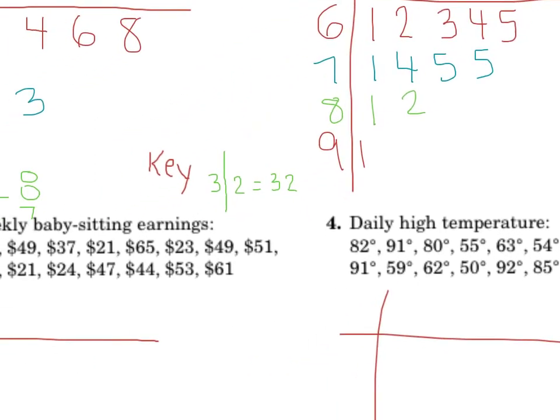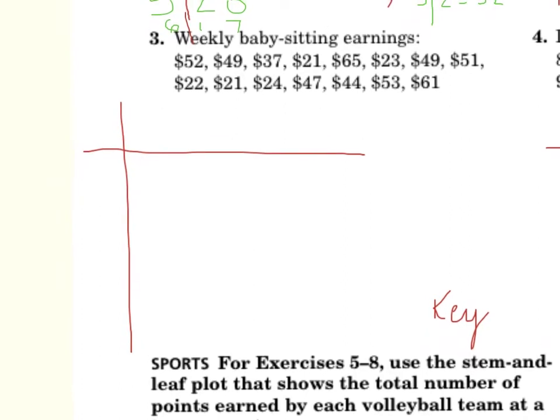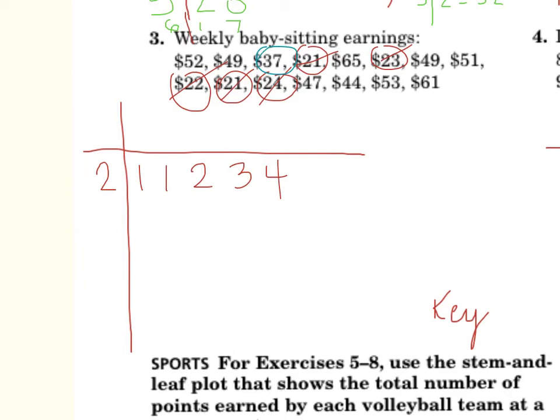Okay, let's do number 3. Weekly babysitting earnings. The smallest number we have looks like it's in the 20s. Probably people get paid a lot for babysitting nowadays. Okay, so there's 21, and there's 2 of those, so I gotta put it down twice. And there's 22, 23, and 24. Do I have any 30s? Nope, there's a 37. That's it.